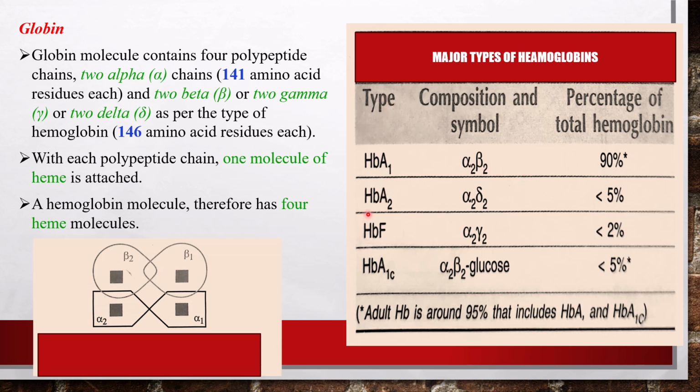In the HbA2 variant, adult 2 variant, there is only less than 5% presence. It contains alpha 2 and delta 2 chains. Then fetal hemoglobin contains alpha 2 and gamma 2 chains. It is less than 2% in our system and blood. Then HbA1c, that is less than 5% in a normal person. So it has A2, B2 bound with glucose. So adult hemoglobin is around 90%. That includes HbA1 and HbA1c.